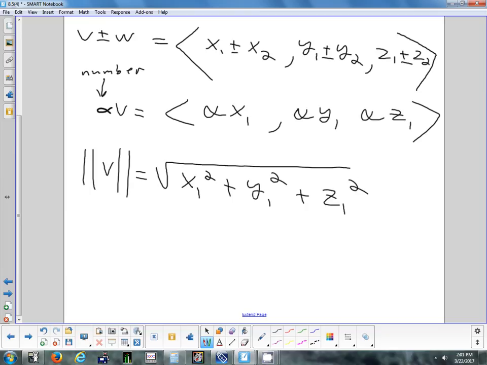Okay, so next we'll try some of those. We probably won't do all of them, but maybe we'll do addition or subtraction. We'll do one or the other, and then we'll do a scalar and a magnitude.